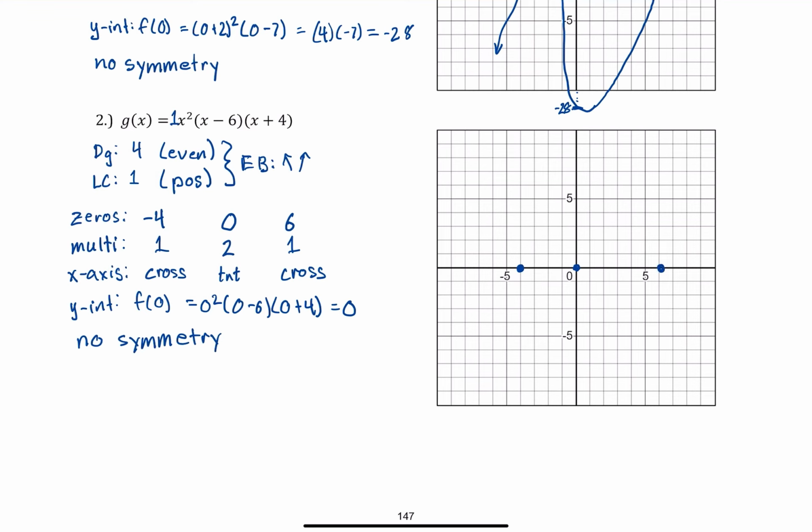We know that the end behavior is going to be opening up, so rising to the left and the right. At negative 4, we're going to cross. At 0, we're going to touch and turn. And at positive 6, we're going to cross. We have just that one y-intercept is 0, so let's go ahead and connect these pieces. I am going to be intentional to not make it symmetric. I don't really know where those minimums are, so I'm not going to stress about putting it at a certain spot, but there's the answer for number 2.